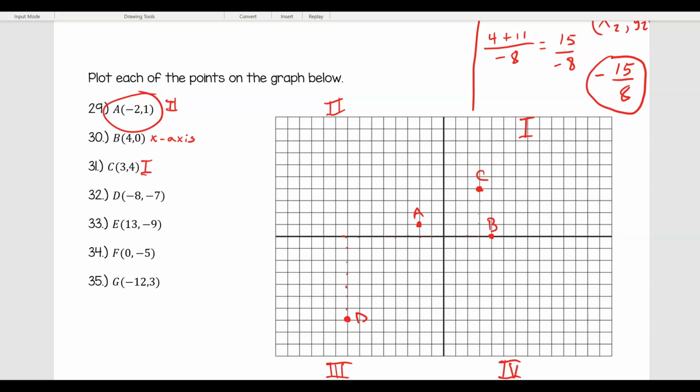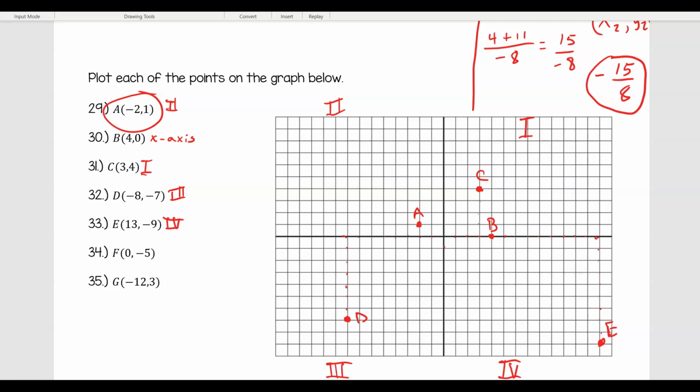Okay. 13, negative 9. I'll do a couple more with you. 1, 2, 3, 4, 5, 6, 7, 8, 9, 10, 11, 12, 13. And now we're going to go down 9. 1, 2, 3, 4, 5, 6, 7, 8, 9. That is E, and he lives in quadrant 4. Oh, did I miss one? D is in quadrant 3. Sorry about that. Forgot to write that one there for you.